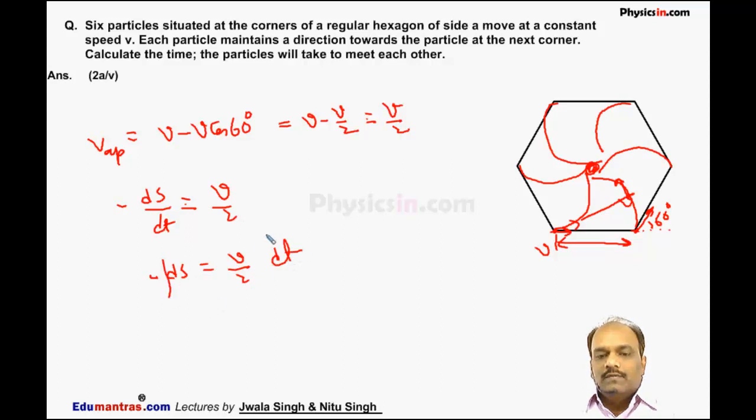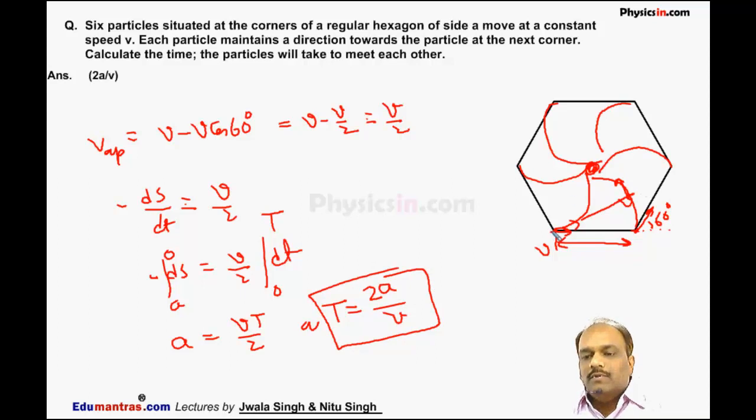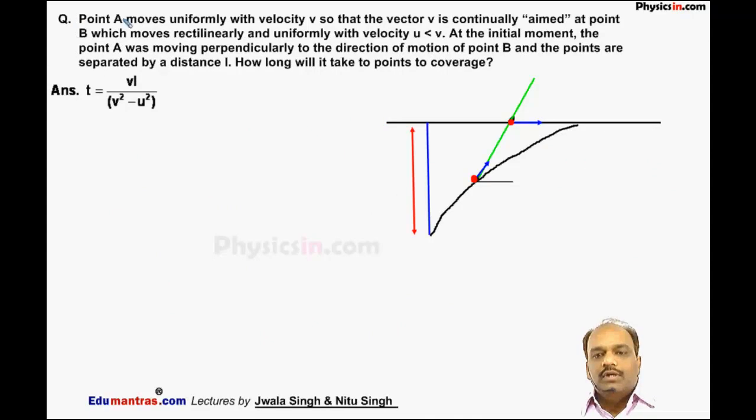On integration, initially at t equal to 0 the separation is a, and finally at time t the separation becomes 0. So we get a is equal to v into t by 2, or t is equal to 2a by v. This is the total time taken by these particles to converge starting from the corners, and this is the answer.